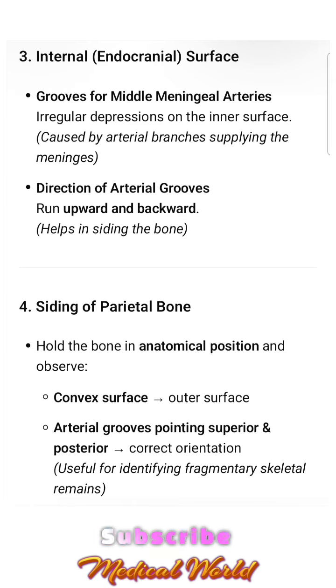4. Sighting of parietal bone. Hold the bone in anatomical position and observe. Convex surface: outer surface. Arterial grooves pointing superior and posterior: correct orientation. Useful for identifying fragmentary skeletal remains.